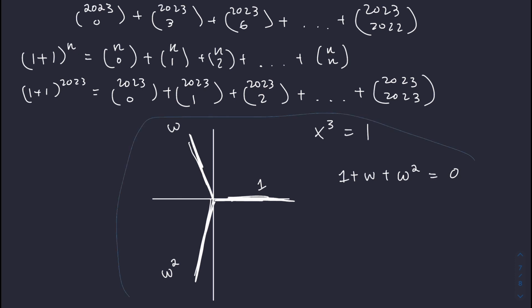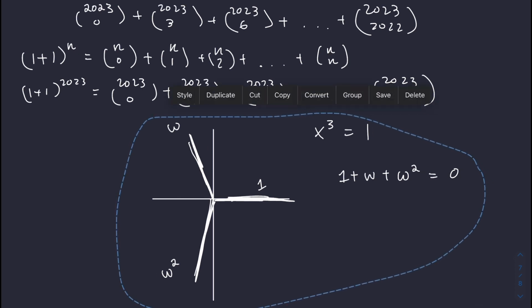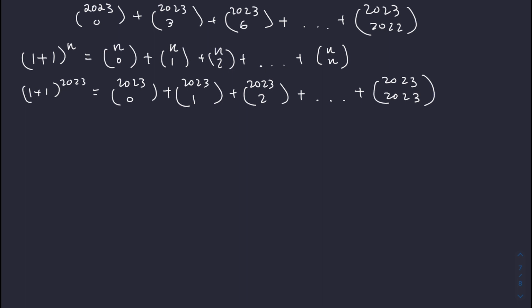Let's erase this and get to solving the problem. This might seem kind of random, and there might not be so much intuition on why we're doing this, but it's actually very clever in solving this problem. So now we're going to bring in 1 plus omega to the 2023. And let's write this out using binomial theorem. We would start off having 2023 choose 0. And then we would have 1 to the 2023, but we're not going to write that.